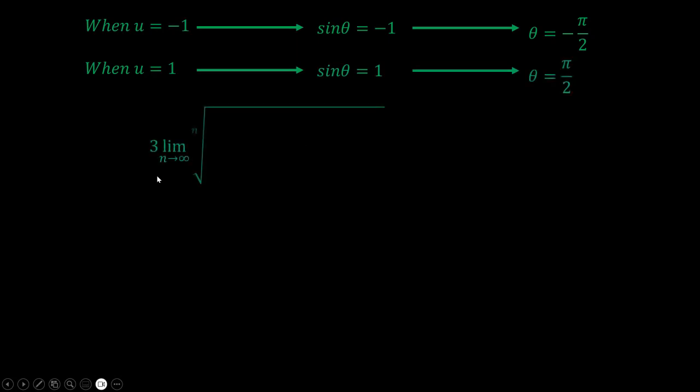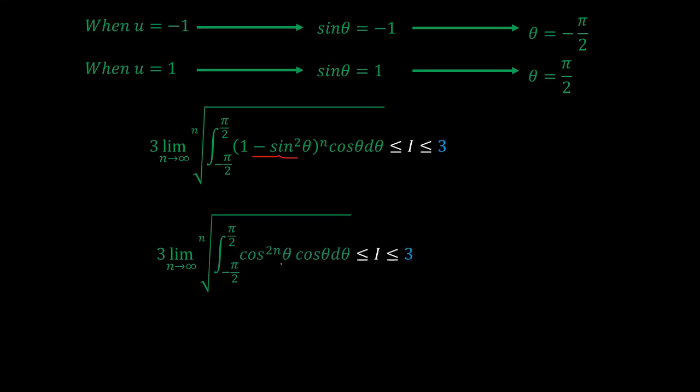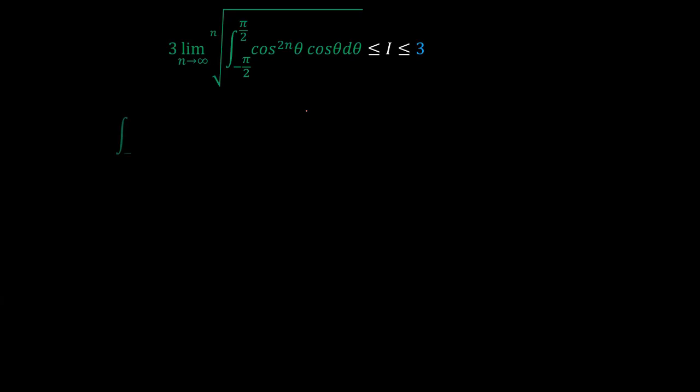So substituting that in, we have 3 times the limit as n tends to infinity of the nth root of the integral of (1 minus sine squared theta) to the power n times cosine theta. So this expression here is the same as cosine squared theta, just using the identity sine squared theta plus cosine squared theta equals 1. And so eventually we have now the integral under the limit and the nth root of cosine to the power 2n theta times cosine theta. So let's try to integrate this.